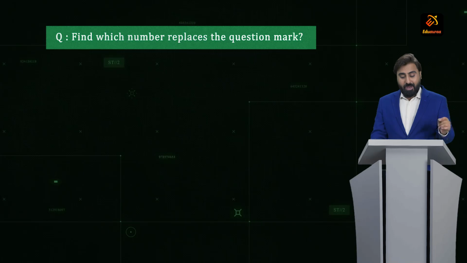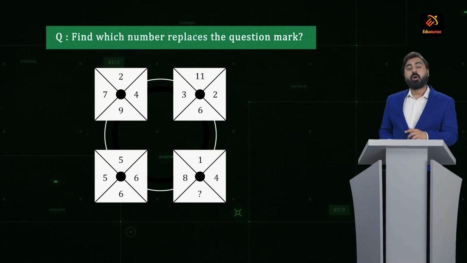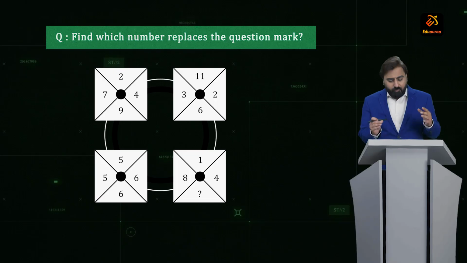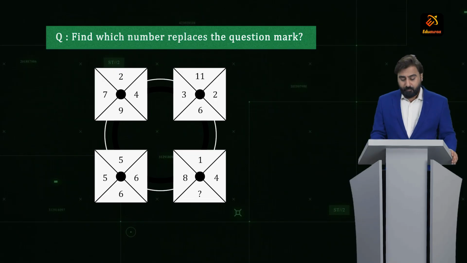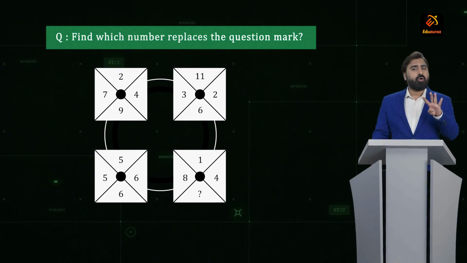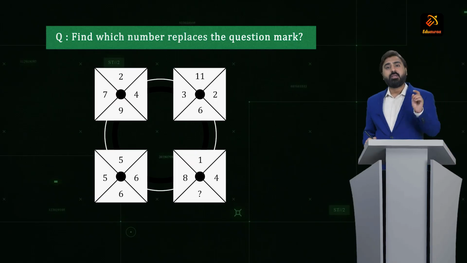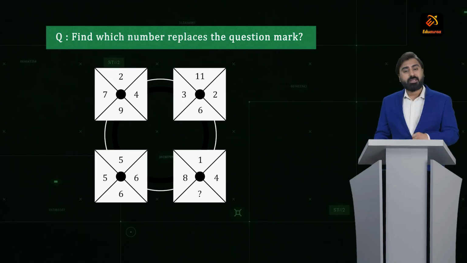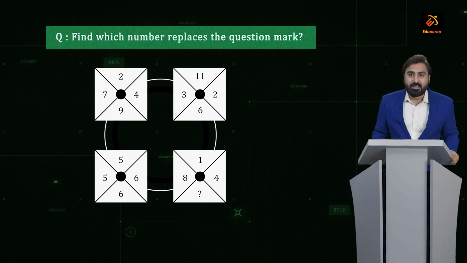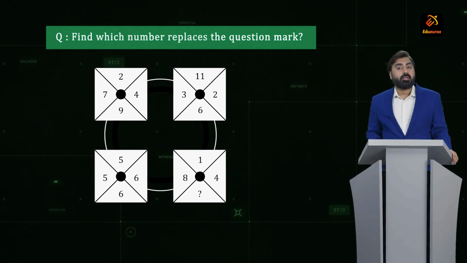The next question is, look at the diagram properly and find which number replaces the question mark. So we are given one diagram here. And from this, what is the logic applied? If you see the first rectangle, we have 4 different numbers, 7, 2, 4, 9. The second rectangle has 3, 11, 2 and 6. The third rectangle has 5, 5, 6 and 6. And the fourth rectangle has 8, 1, 4 and the missing number. We are supposed to find that.